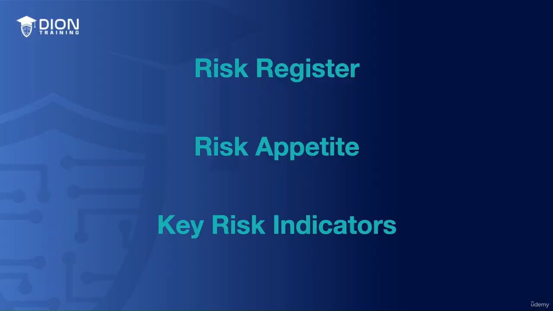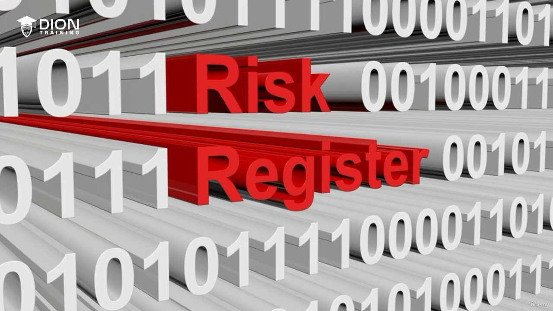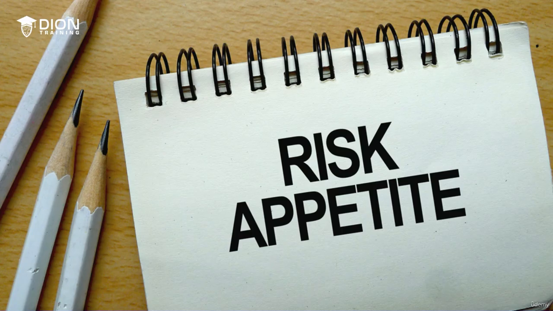So remember, the risk register, the risk appetite, and key risk indicators are three pivotal elements in effective risk management. The risk register serves as a comprehensive document that records and tracks potential risk, facilitating clear communication and effective management of uncertainties throughout a project's lifecycle. Risk appetite, whether expansionary, conservative, or neutral, guides an organization's approach to risk-taking, influencing how risks are categorized and prioritized.